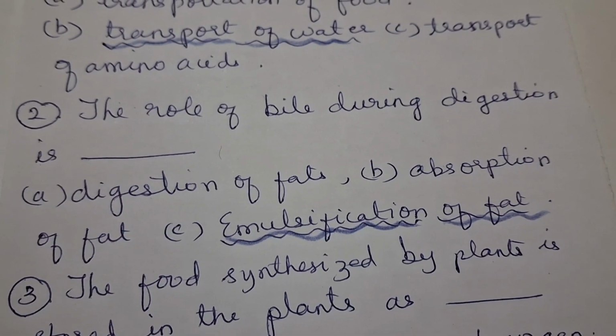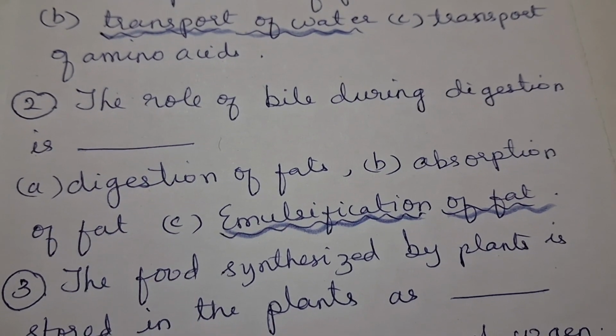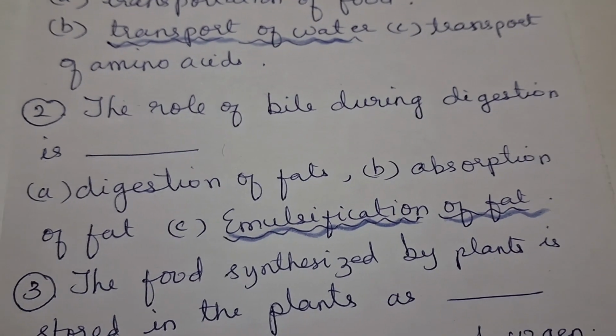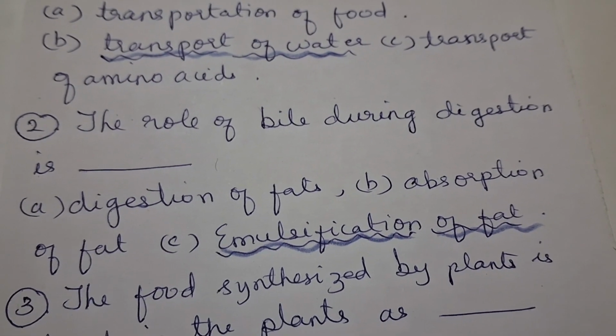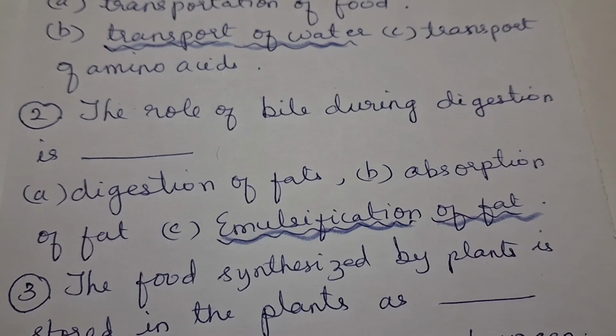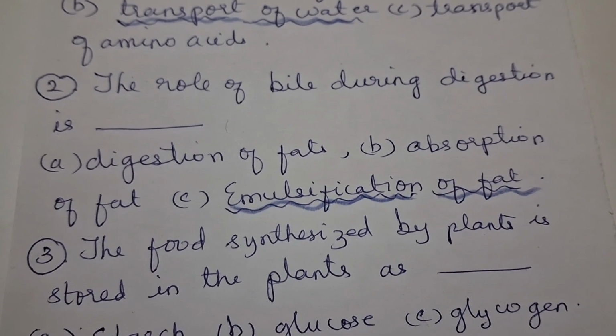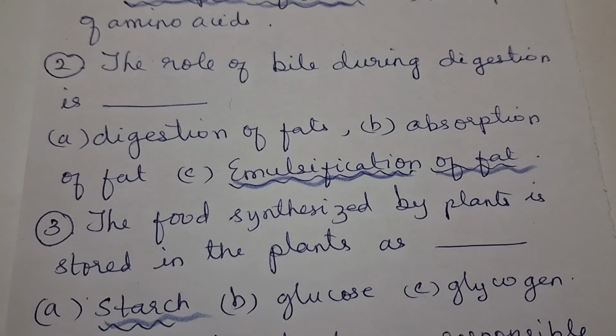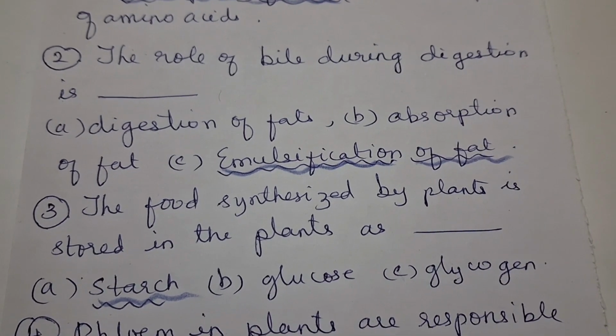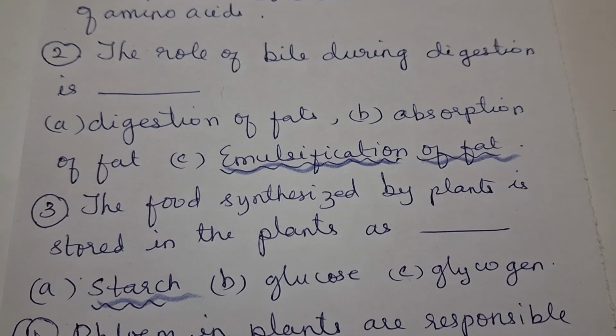The role of bile during digestion is dash. Digestion of fat, absorption of fat, emulsification of fat. So the answer is emulsification of fat. The food synthesized by plants is stored in plants as dash. Starch, glucose, glucagon. So it is stored as starch.